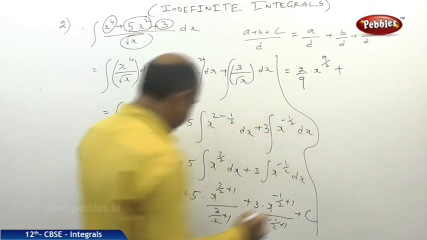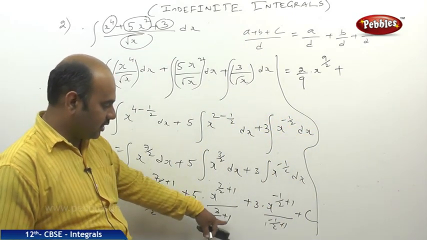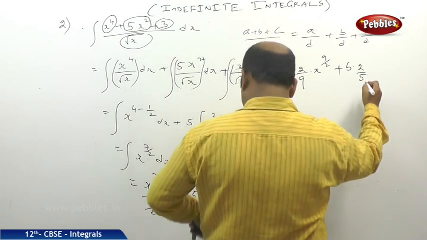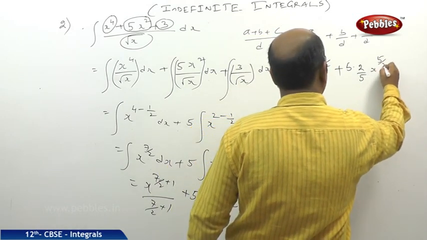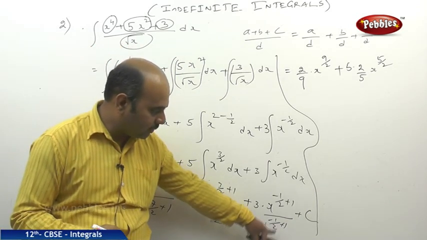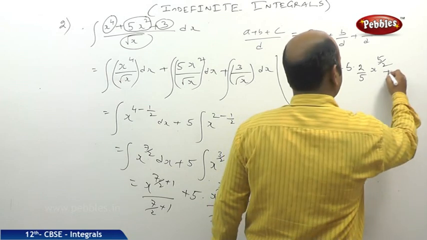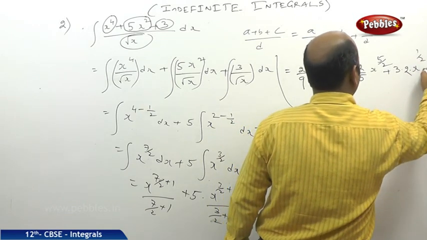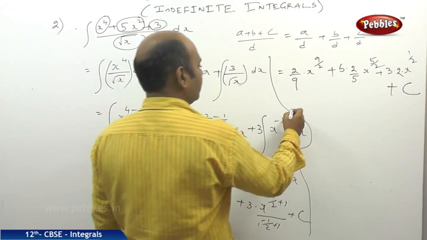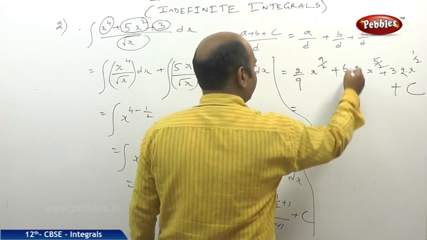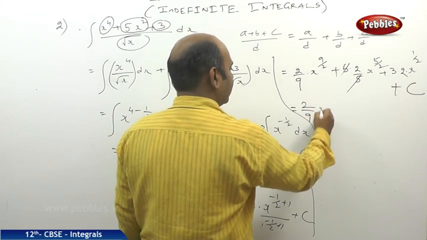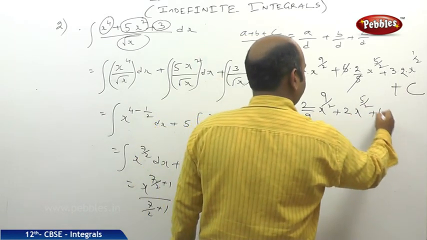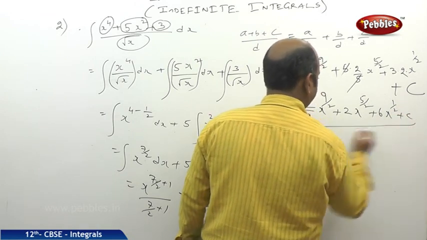So what happens? 2 by 9 x power 9 by 2 plus, again if you observe carefully, here 5 is there and here 3 by 2 plus 1 means 5 by 2. So 5 into 2 by 5, and here x power 5 by 2. Finally here also 3 is there, and minus 1 by 2 plus 1 means half. So 3 into half going up means it turns to 2, and here x power 1 by 2. Finally I will write here plus c. So finally we will be manipulating and telling the answer. 5 will be getting cancelled here. So 2 by 9 x power 9 by 2 plus 2 into x power 5 by 2 plus 6 x power 1 by 2 plus c.